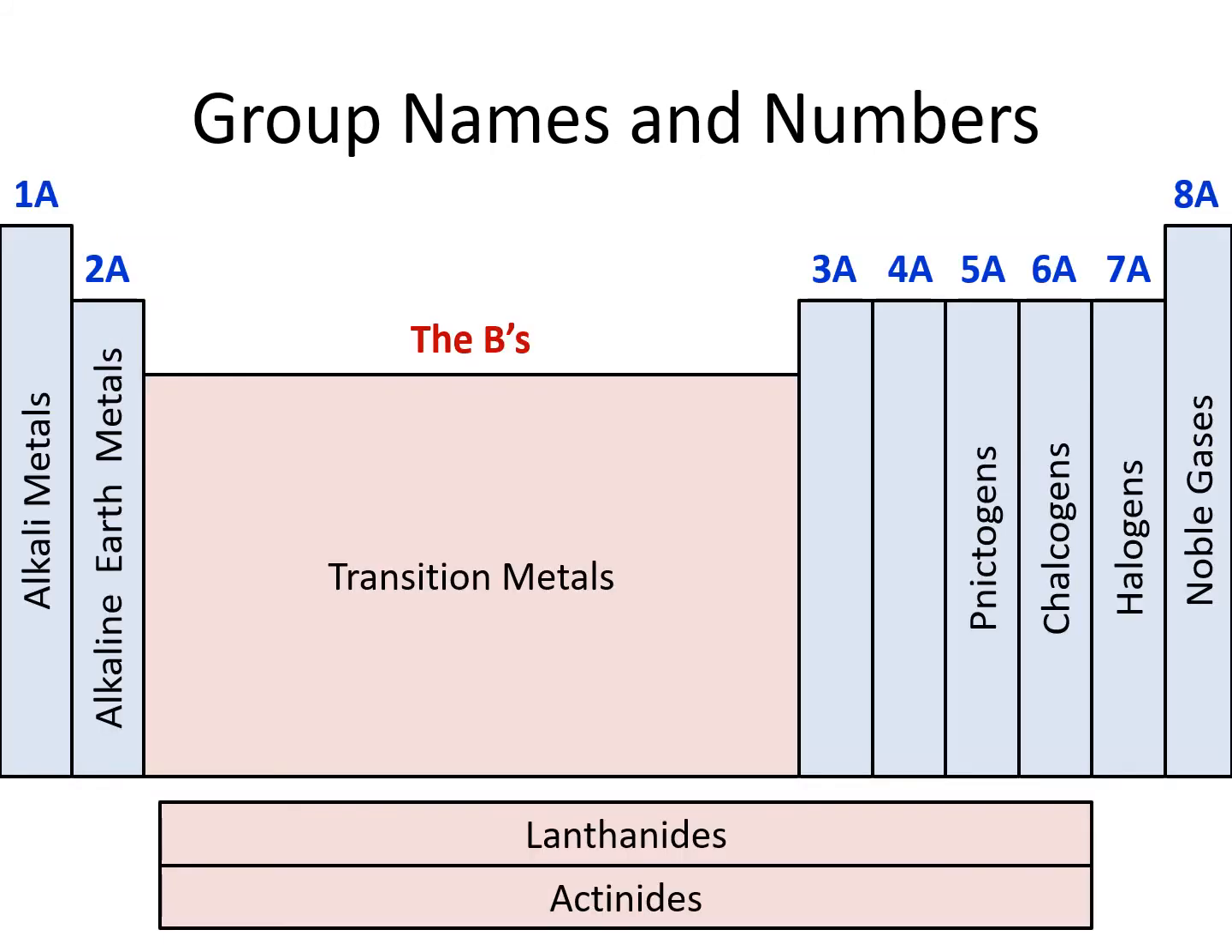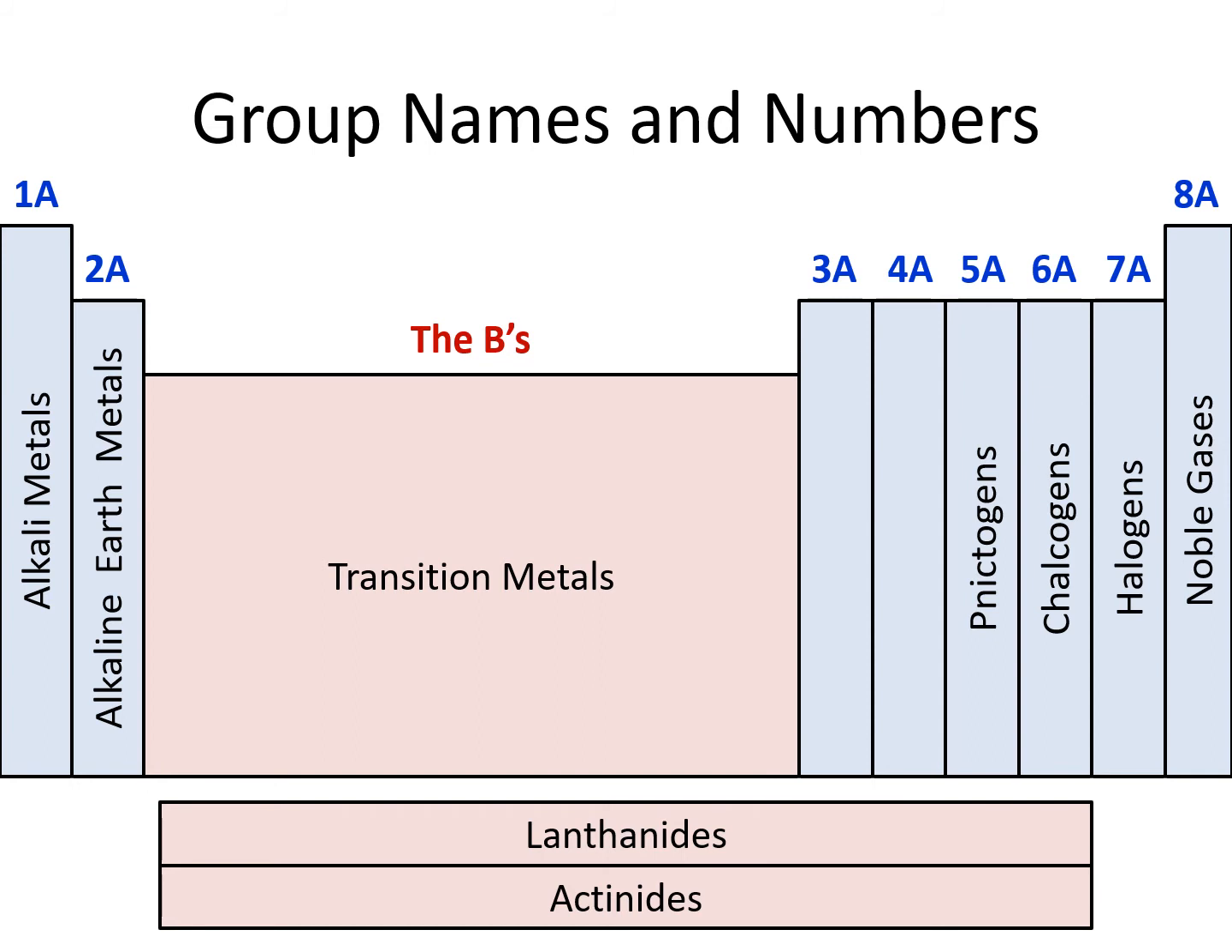The other numbering system is actually the one that I prefer and will generally use in this class. It calls the main group elements the A's and the transition metals the B's. In this numbering system, the main group element columns are numbered 1 through 8, with 1A and 2A being on the left of the transition metals, and 3A through 8A being on the right of the transition metals. This numbering system has the advantage that the group number corresponds to the number of valence electrons in an atom. We will talk more about this later in the class.